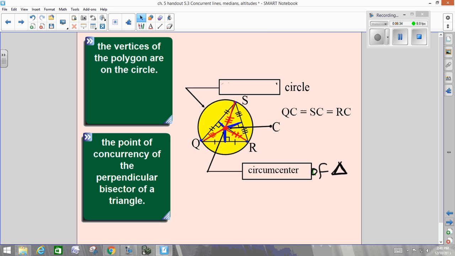When you circumscribe a circle, that means the circle goes on the outside of a polygon. The circle is circumscribed about a triangle. You can circumscribe a circle around an octagon. That just means the circle's on the outside. Where the perpendicular bisectors meet, that's called the circumcenter of the triangle. We also figured out that that is the center of the circle also, AKA, also known as the center of the circle.